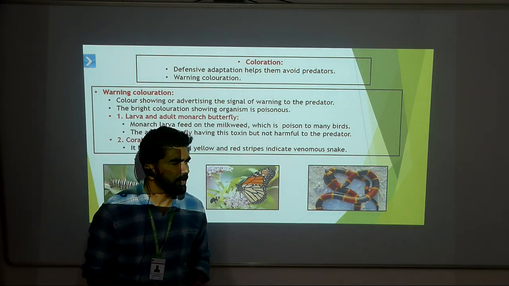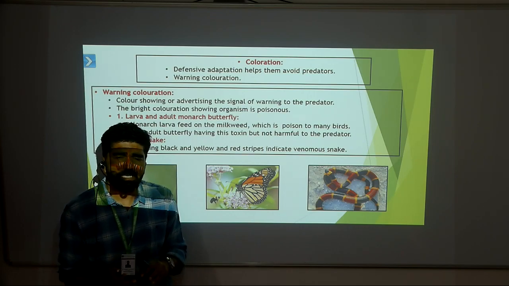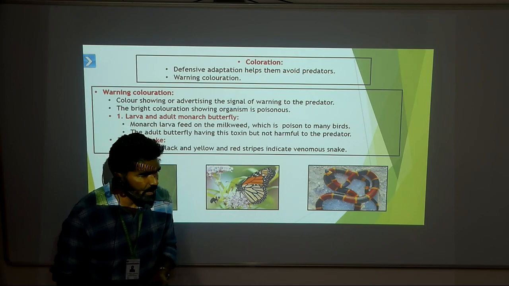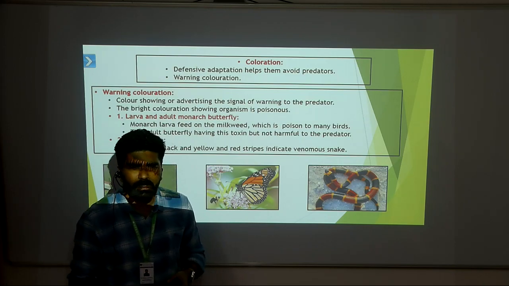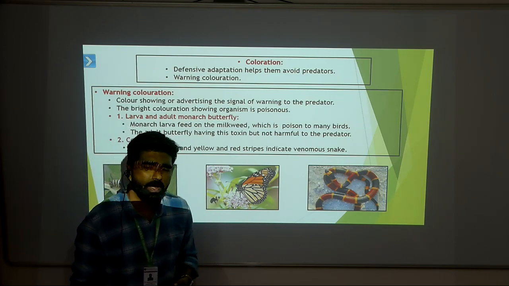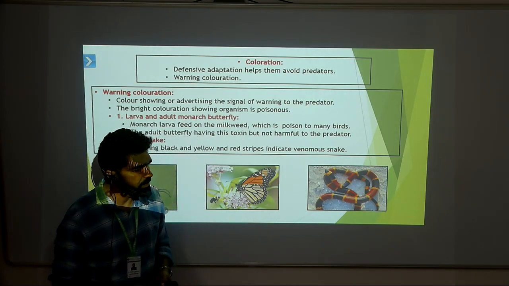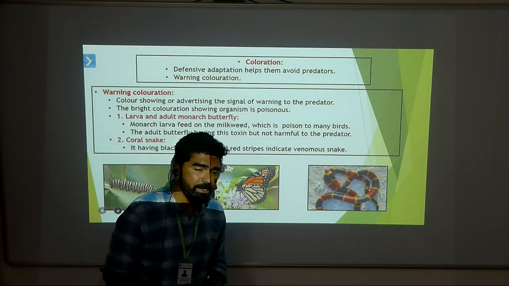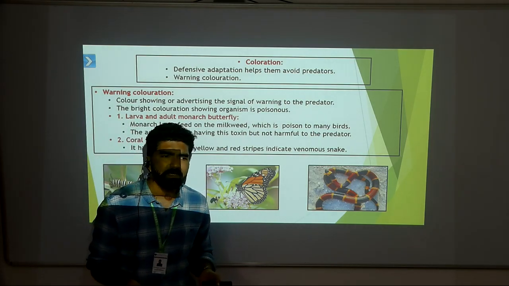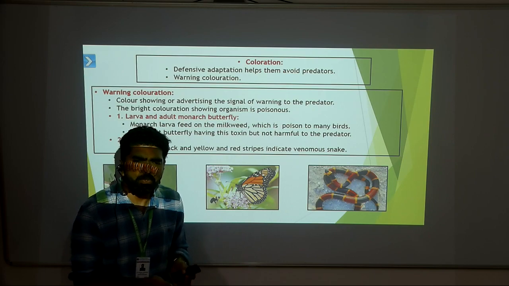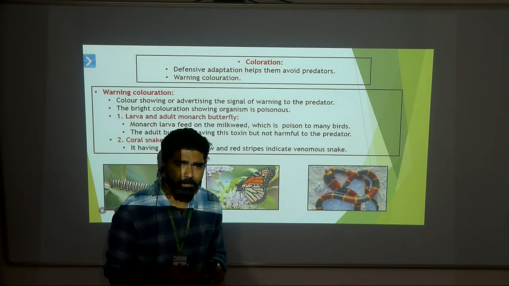Then coloration. Okay, coloration is why bright colors are present on the body of animals, because it is a signal to the predator that they have certain chemicals which are very harmful, or that it is poisonous. So this defensive adaptation helps them avoid the predator, first thing. And this is nothing but warning coloration. Warning coloration means advertising that I am poisonous. So that's why they have such patches or patterns of very bright color.